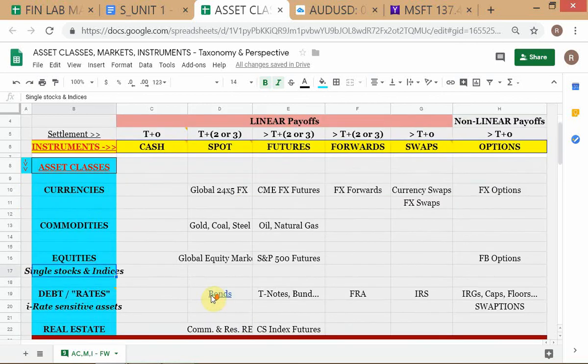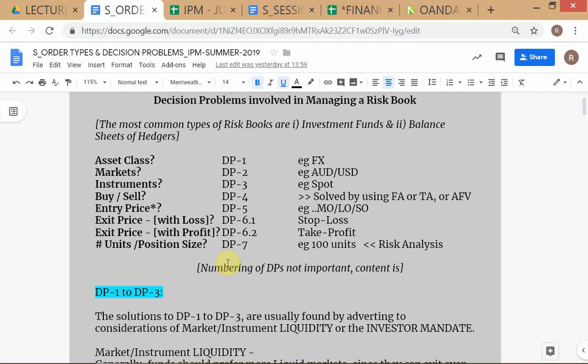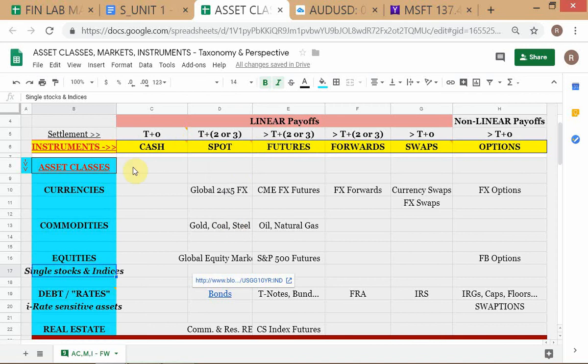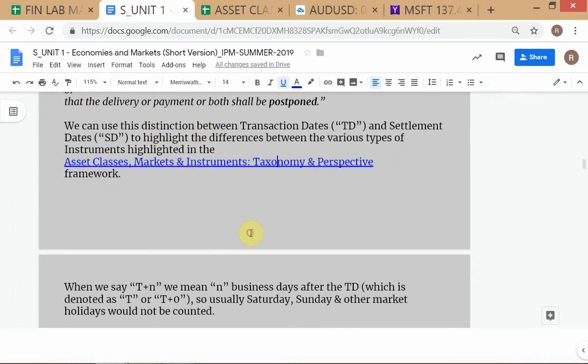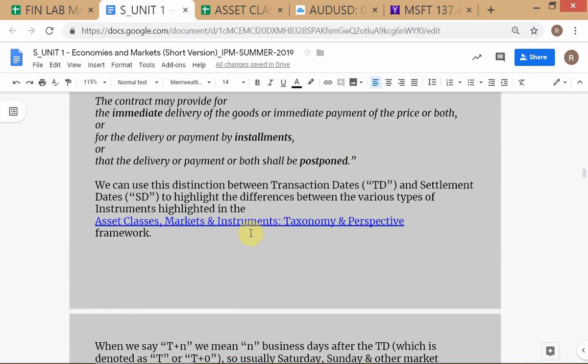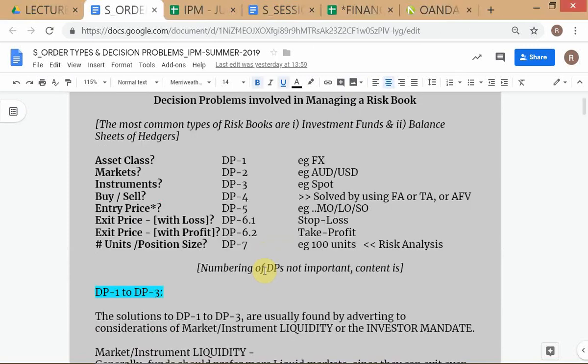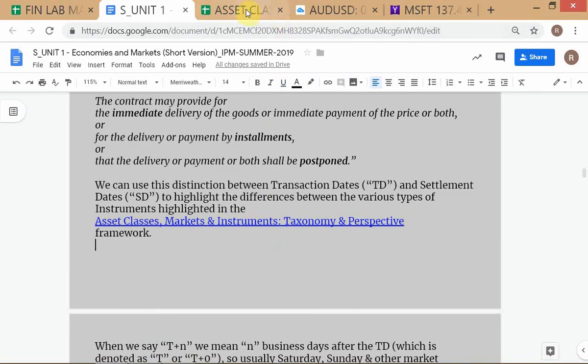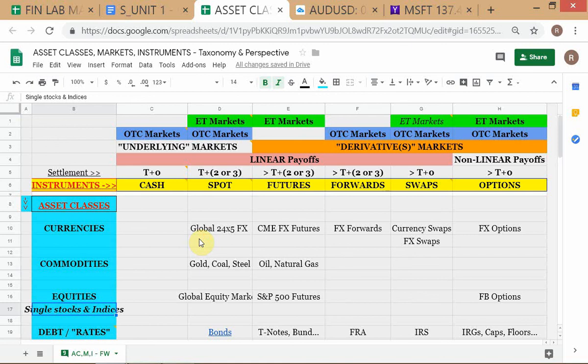Now let's look at something else in this framework. Where did we come to this? Remember we studied transaction dates and settlement dates. One of the ways in which that information is useful is, one more thing you have to notice about this framework. T here, the settlement; maybe I should put settlement date.